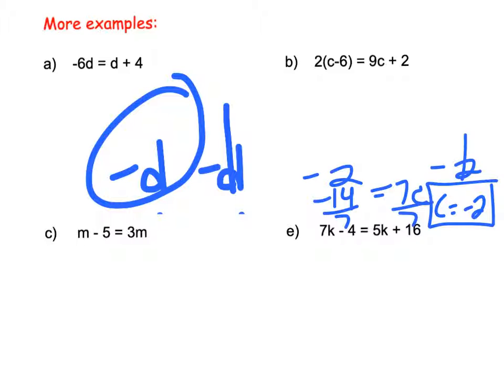Letter C. You can see I have variables on both sides again. I need to use inverse operations to get them all on the same side. So I'm going to subtract m from both sides. When I do that, you get 3 minus 1m, which is 2m on the right, and finish up by dividing.